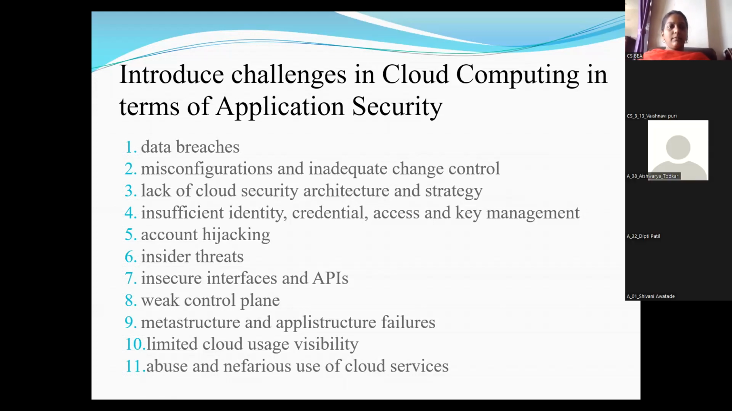Okay, so next is limited cloud usage visibility. Cloud visibility has long been a concern of enterprise admins, but it is new to the cloud service applications. Cloud security challenges list this report. So limited visibility results in two main challenges, according to CSA.